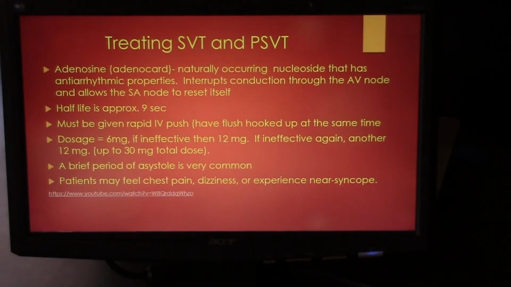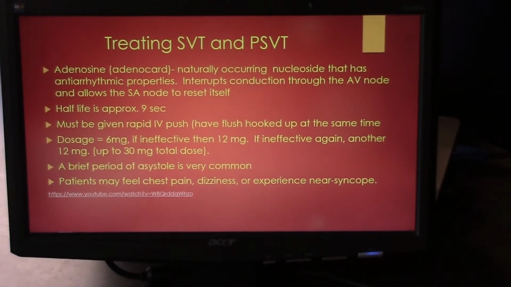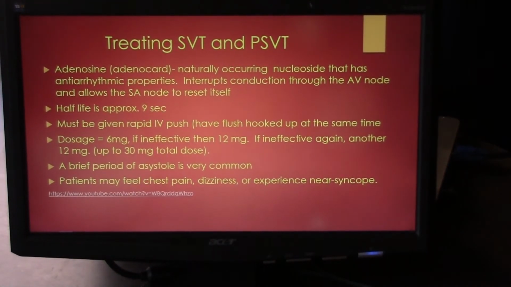The good news is the half-life is approximately 9 seconds. So if you see a short period of asystole when you give adenosine, which is very common, know that that is short-lived. And believe you me, it seems like it's going on for a minute when you see it, but honestly it's only 9 seconds. You have to give it rapid IV push. You either have to have the flush hooked up at the same time or an IV running quickly to get it to the heart as quickly as possible.